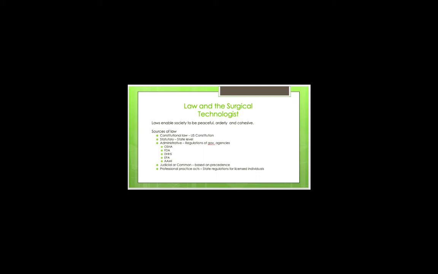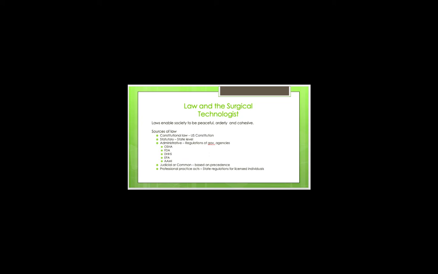Administrative law refers to the regulation of government agencies like OSHA or the FDA. So OSHA is the Occupational Safety and Health Administration, and they ensure safe working conditions. The FDA is the Food and Drug Administration, and they regulate food, drugs, and cosmetics in this country. Judicial law is also known as common law, and its principles are based on precedents, that is, principles that have been created by previous court decisions, which act as examples for judges in the future.